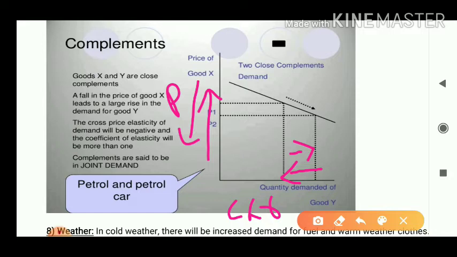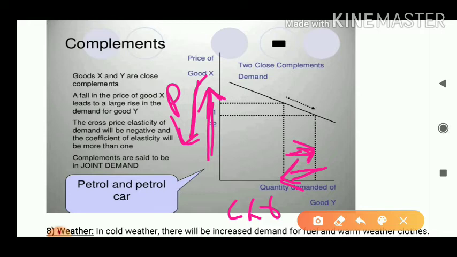Here we will take the example that the car price is constant. There is no change in the price of the car, only the price of petrol is changing. When the petrol price is falling, the demand for cars is increasing, and when the price of petrol is rising, the demand for cars is falling. So these two are complementary goods, and this is how they affect the demand in the market.